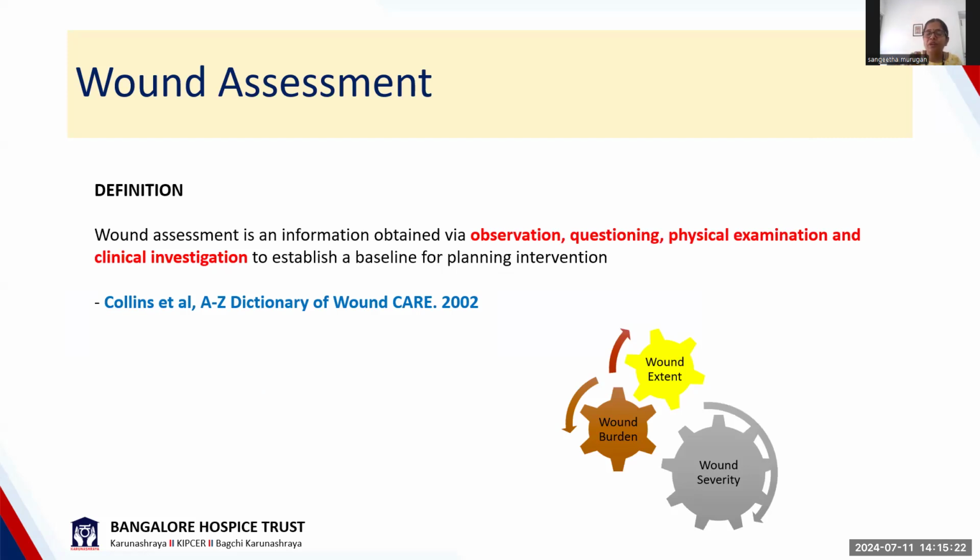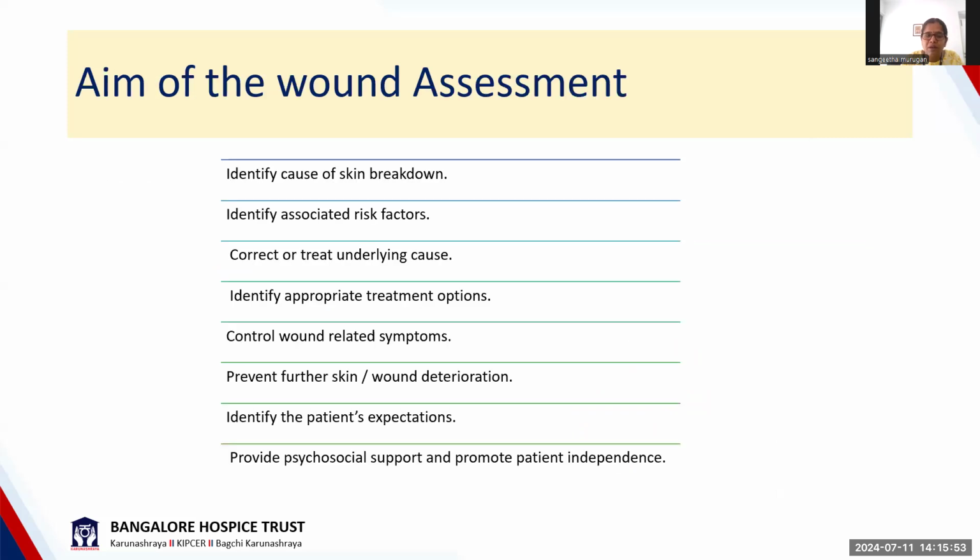Like I said before, start with observation, then collect the history, ask the patient, and do the physical examination properly, right? Then send for a culture, blood test, or whatever it may be, so you can do the evaluation. Why do we have to do all these things? You know how extensive the wound is, how severe the wound is, and how much burden the wound creates to the patient and also the family members. So you get all these ideas when you do a proper assessment of the wound.